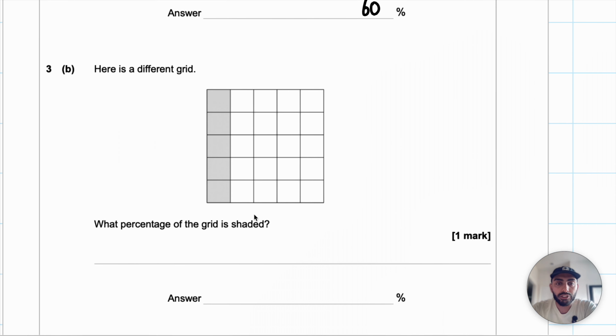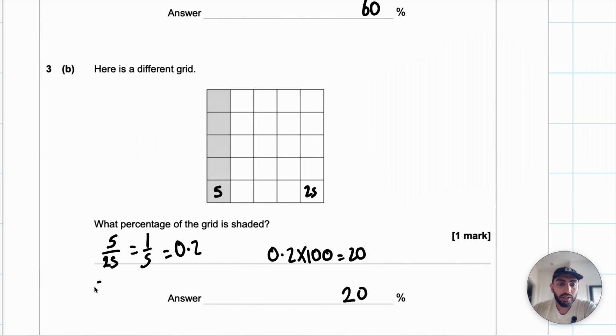Part B, here is a different grid. What percentage of the grid is shaded? So first let's write it as a fraction. We've got 1, 2, 3, 4, 5 that are shaded, and that's out of 10, 15, 20, 25. So it's 5 out of 25. So you can type this onto your calculator and multiply it by 100, but I'll just simplify it so it becomes 1/5. That as a decimal is 0.2, and if I multiply that by 100, I get 20%.